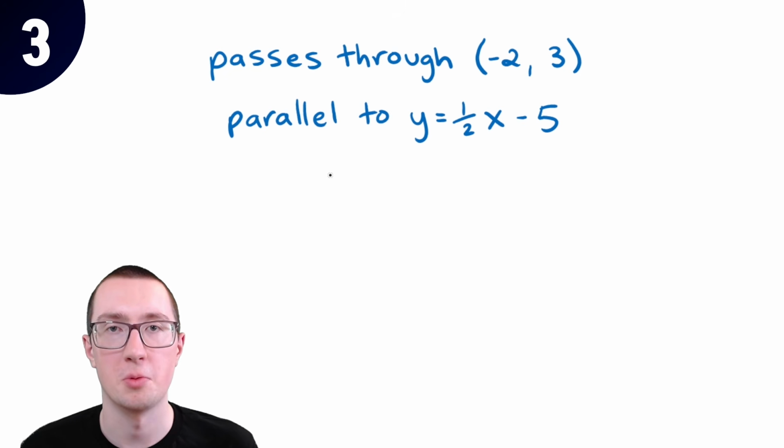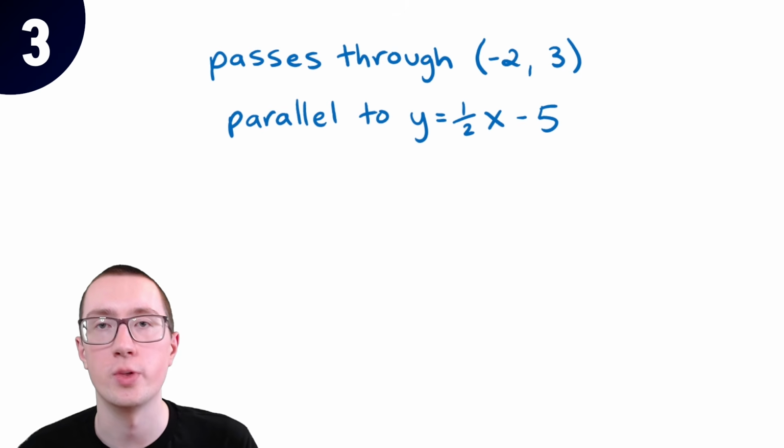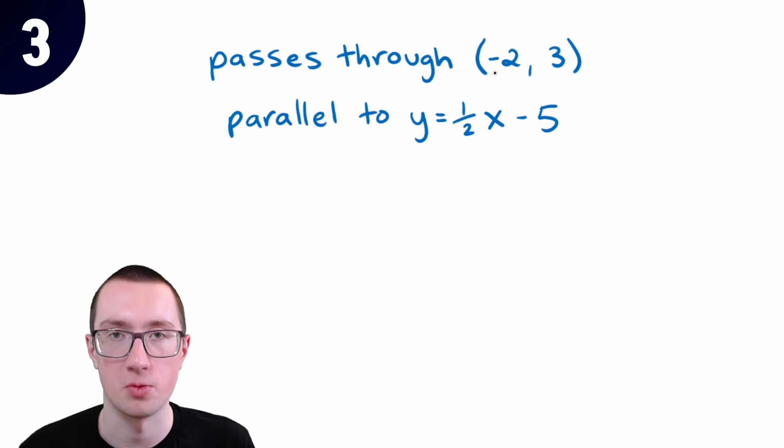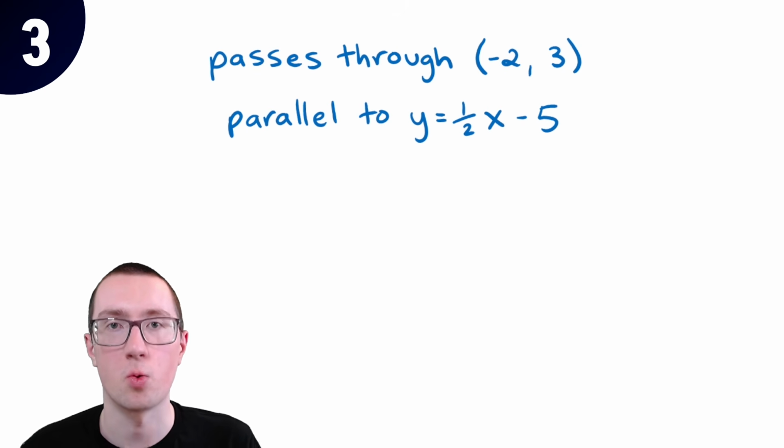So here's another problem about equations of lines. But instead of graphing it based on an equation, we need to come up with the equation ourselves based on this information. So we get 2 pieces of information. We know that the line is going to pass through the point negative 2, 3. And remember that negative 2 is the x-coordinate, left and right, and 3 is the y-coordinate, up and down.